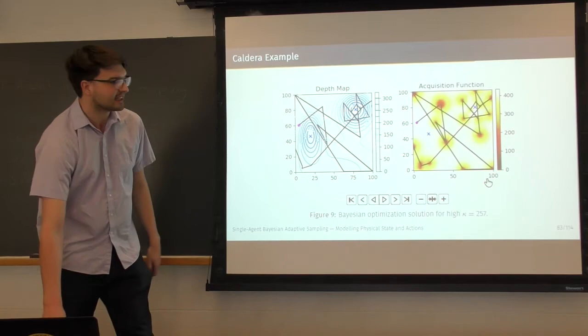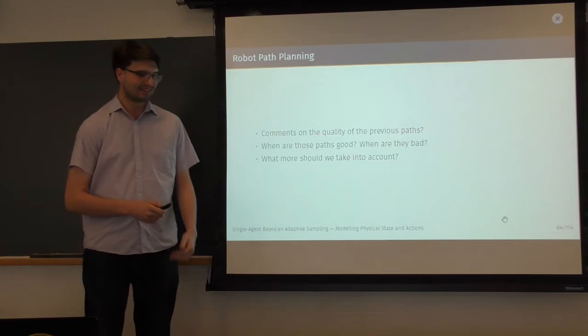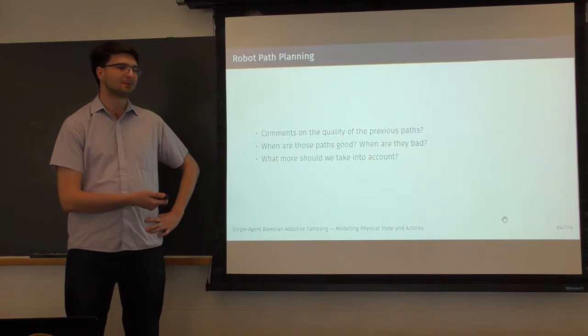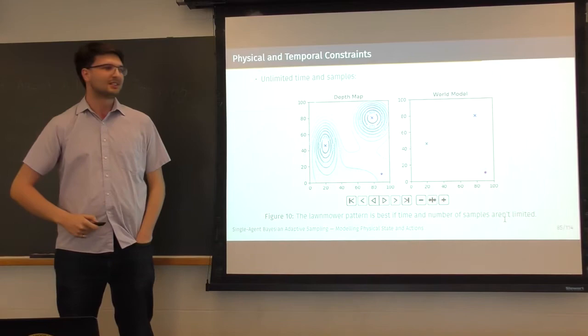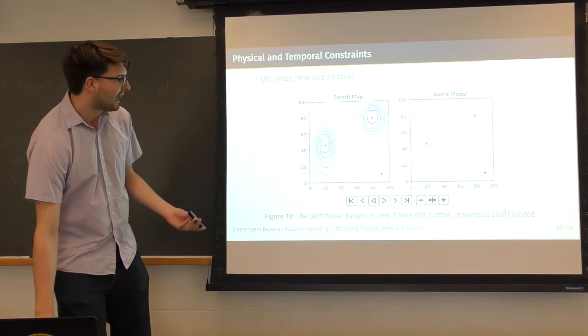So I've already commented a bit on the previous paths, but we still should consider when these are good, when they are bad, when we might want to use them, and if we want it to be good for our use case, what more do we need to take into account? As Juan mentioned in his section, if we had an unlimited amount of time and could take an unlimited number of samples, our best bet might just be a lawnmower.